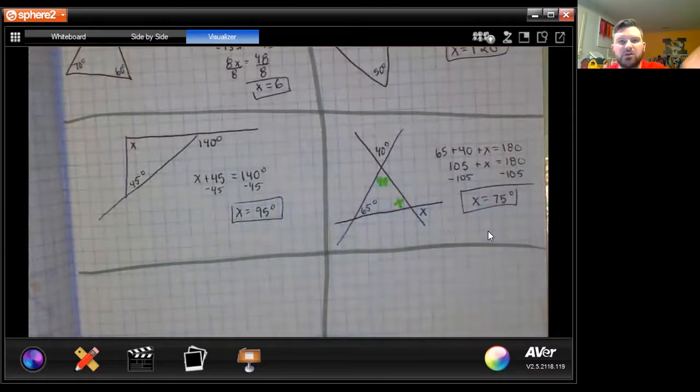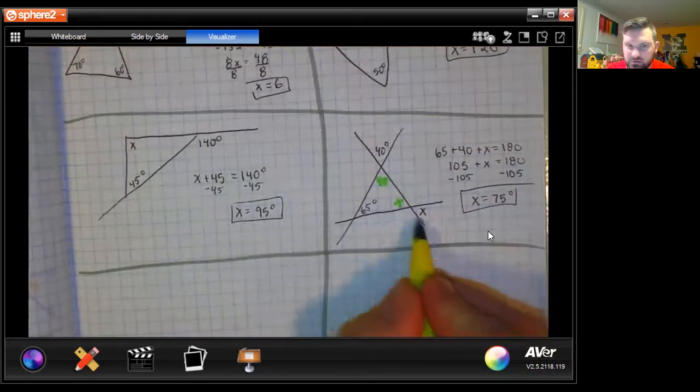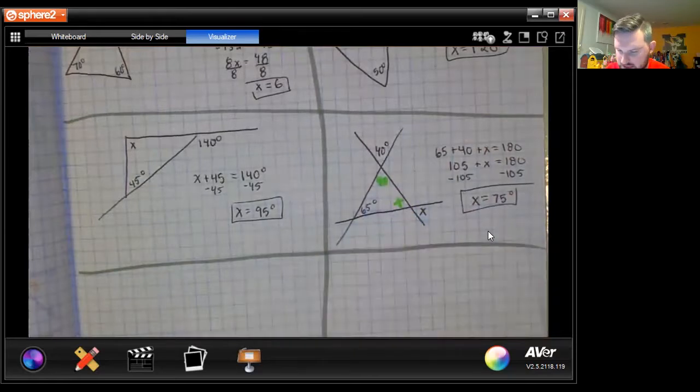So even though it doesn't really look like an interior angle right away, we can just use vertical angles and change it a little bit.